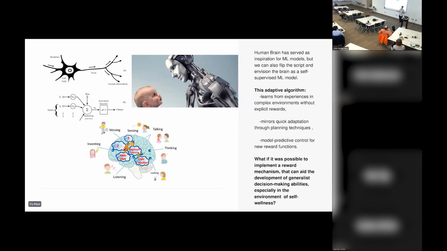But what if we try to flip the script a little bit, right? What if we think of our brain as a self-supervised learning model? Basically, you can learn pretty fast without getting explicit reward labels within complex and dynamic environments. And using model planning, you can have adaptation to different reward functions within these brand new situations.